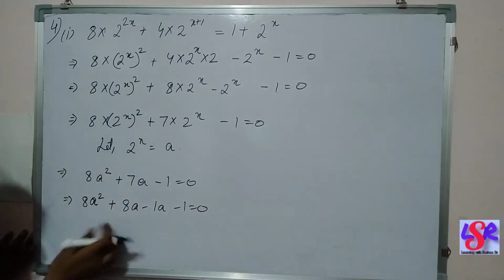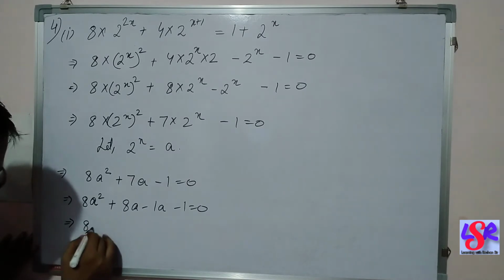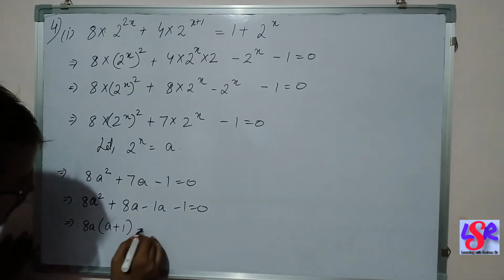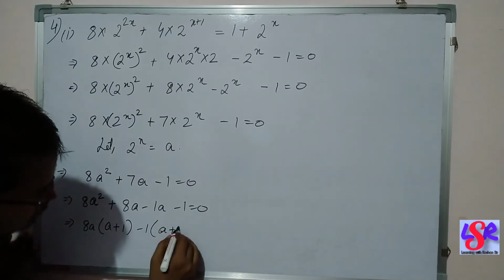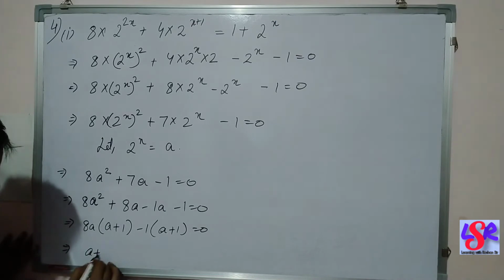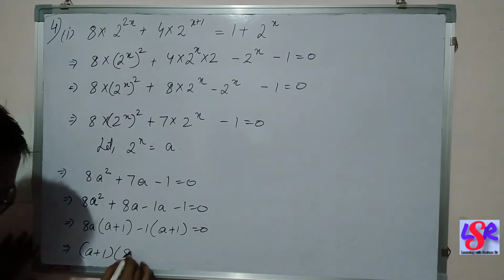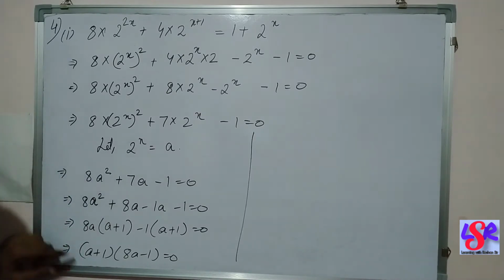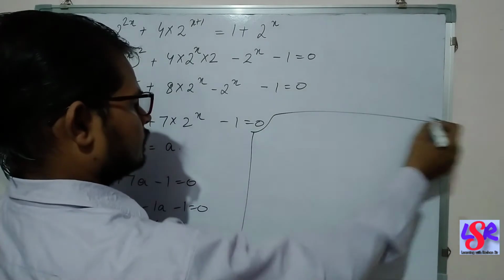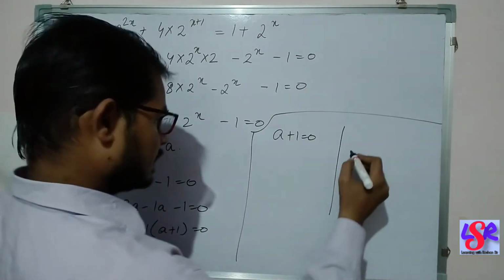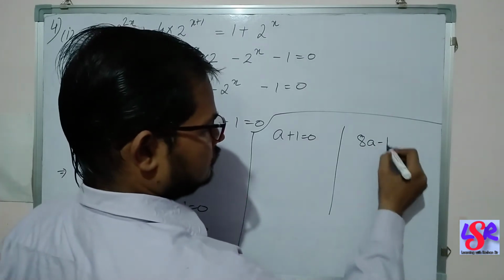Now from these two we can take 8a as common and we'll be getting a plus 1, and from these two we can take minus 1 as common, so a plus 1 equals to 0. Now a plus 1 can be taken as common, so we get 8a minus 1 equals to 0. Now we are going to equate both of them equals to 0, so a plus 1 equals to 0 and 8a minus 1 equals to 0.